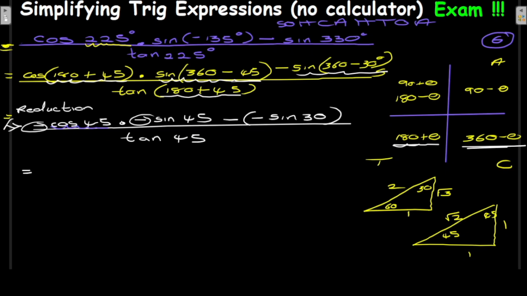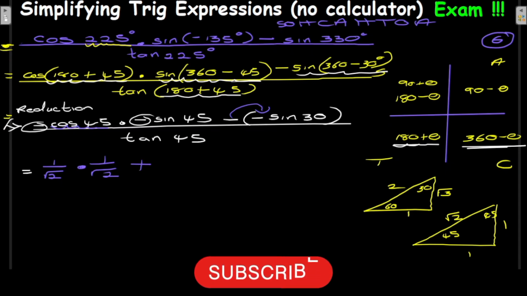Okay, so cos 45 is going to be adjacent over hypotenuse. So it's going to be the adjacent of the 45 degrees, which is 1, and the hypotenuse, which is root 2. And then the sine will be the opposite of the 45 degrees over the hypotenuse, which would be root 2. And then we're going to say plus, because we have a negative multiplying by a negative sine 30. So you're just going to put in the negative sign and then it becomes positive.